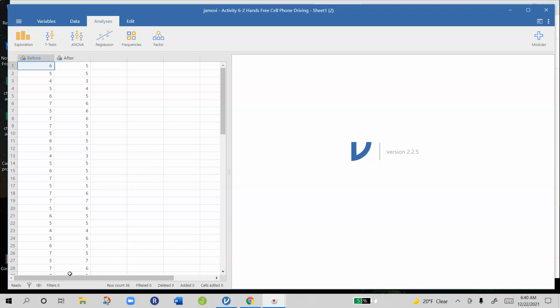So in this example we are looking at 36 people and measuring how often they use their cell phone while driving before watching a documentary about the dangers of cell phone use while driving, and then again after that. Right? So clearly in this case higher numbers are worse because we want people using their cell phone less while driving. So we're going to do repeated measures t by clicking on t-test and clicking on paired samples t.